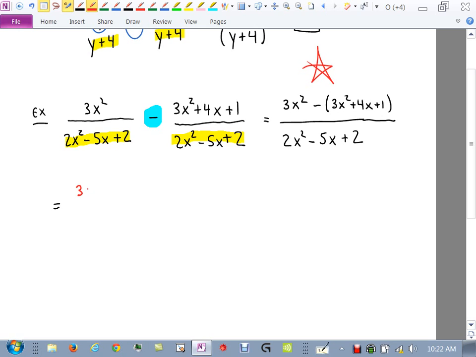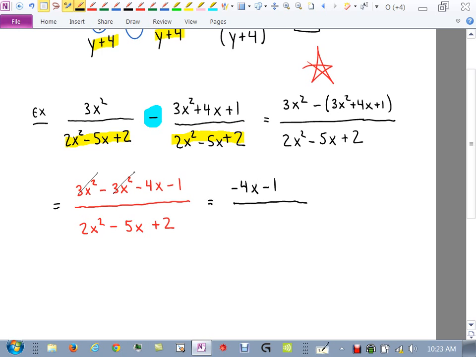So this becomes 3x squared, minus 3x squared, minus 4x, minus 1 over 2x squared, minus 5x, plus 2. What happens up on the top there? Do y'all see that? Yeah, you can cancel these out. 3x squared, take away 3x squared, they're gone. So all I have on the top is negative 4x minus 1. And on the bottom, 2x squared minus 5x plus 2.